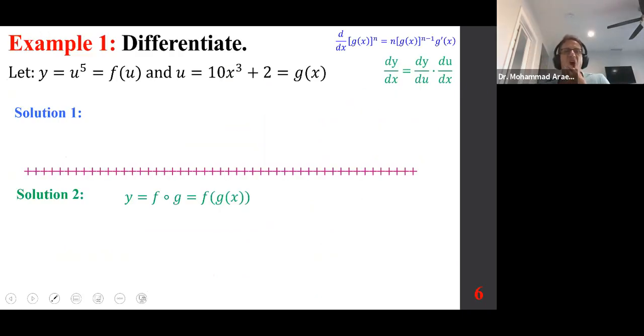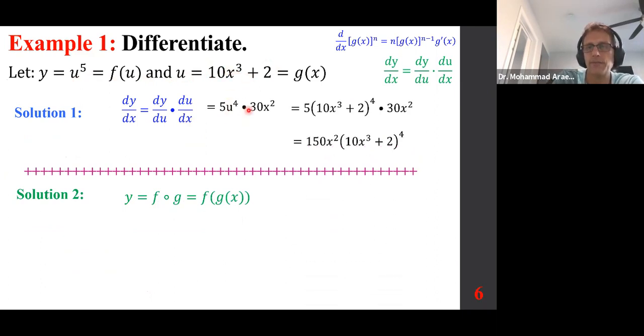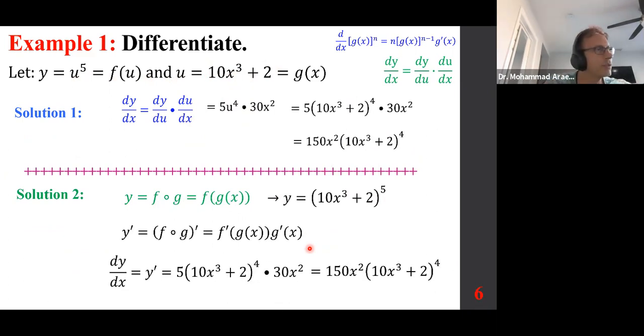This was good enough and simple enough to do in two different ways, and we did that. So with Leibniz notation, dy/du, the derivative of this one is 5u to the power of 4, and du/dx is 30x squared. Now all you have to do is replace the u with 10x cubed plus 2, and you're done. In the other way, you write the composite function and then differentiate. Everybody okay? The purpose of this is to show that in some cases it is simple enough both ways. You can go either way.